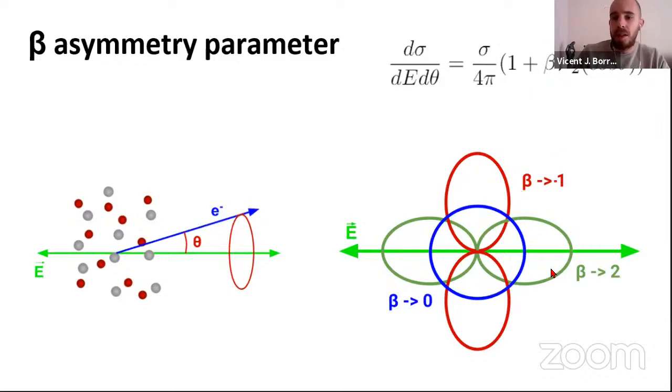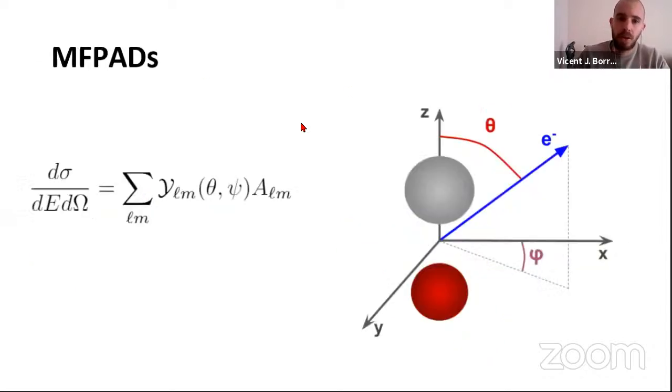So if the beta tends to 2, it means that the preferred direction of ejection is almost parallel to the laser polarization axis. But if the beta tends to -1, the preferred direction is almost perpendicular. I have to mention that the beta is always between -1 and 2 by definition. In contrast, the molecular frame photoelectron angular distribution, as the name says, is in the molecular frame. So here, what we obtain is the direction of ejection of the photoelectron with respect to the molecule.